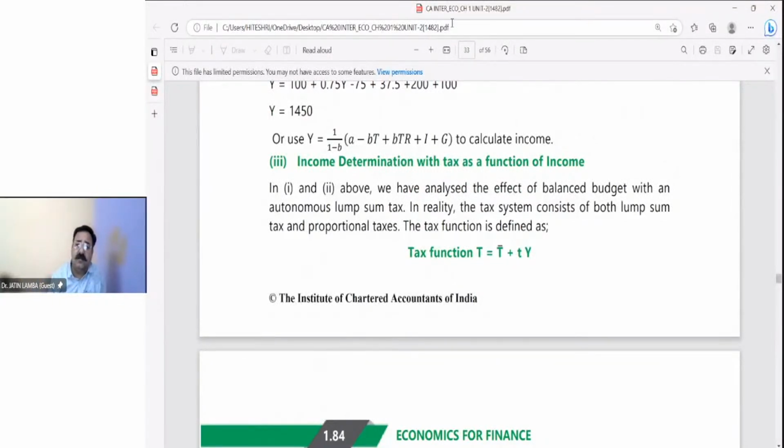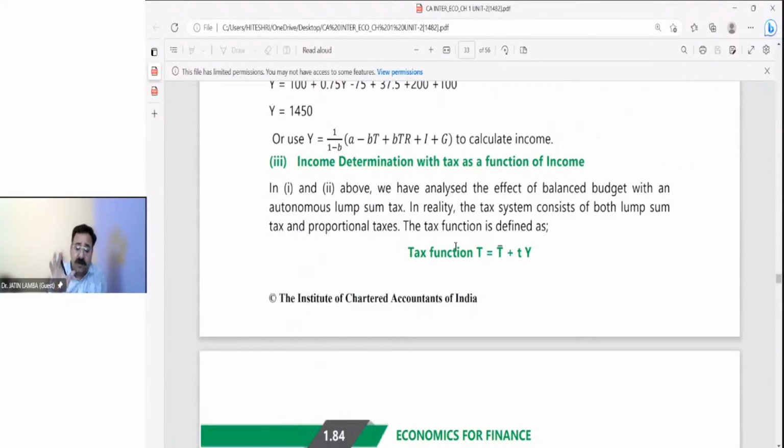In real life, some part of the taxes we pay to the government is autonomous, which is constant, and some part depends on the income. For example, income tax. Income tax is a tax we pay to the government which depends on the value of income.